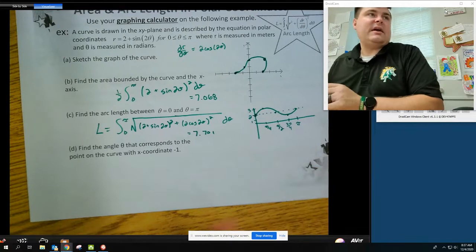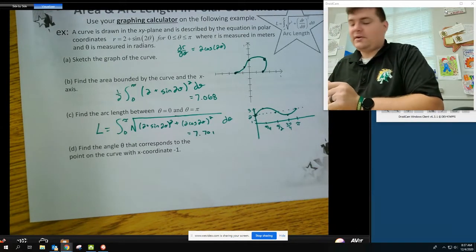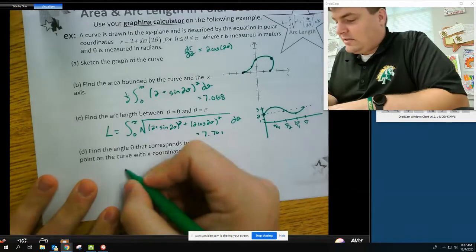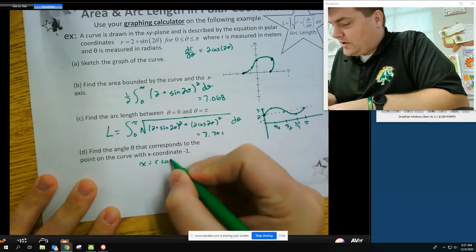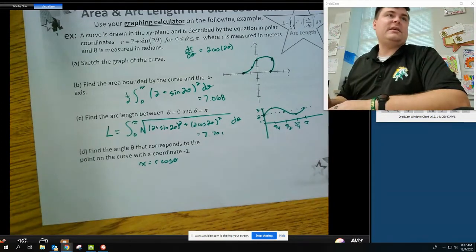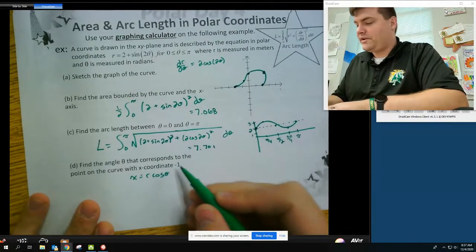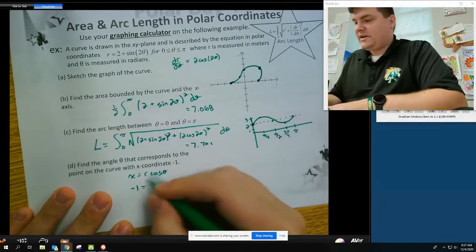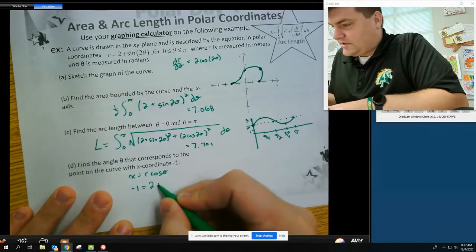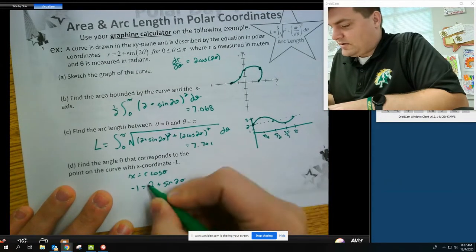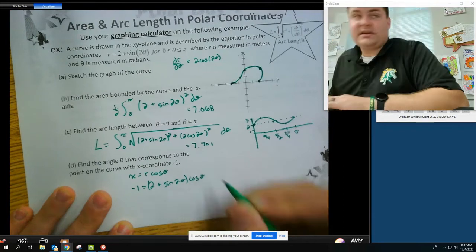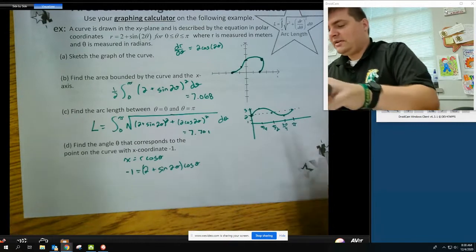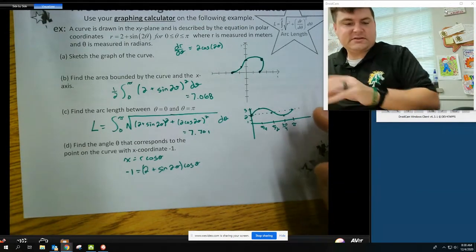So find the angle that corresponds to the point on the curve at x equals -1. So now we're converting. So we need this formula right here. X is equal to r cosine of theta. Because we're trying to find the x coordinate that corresponds to -1. So -1 equals r. What is r? R is this guy right here. 2 plus sine 2 theta times cosine theta. And I have a calculator, so I'm just going to go ahead and solve for this because otherwise this would get really ugly. And get ugly fast.